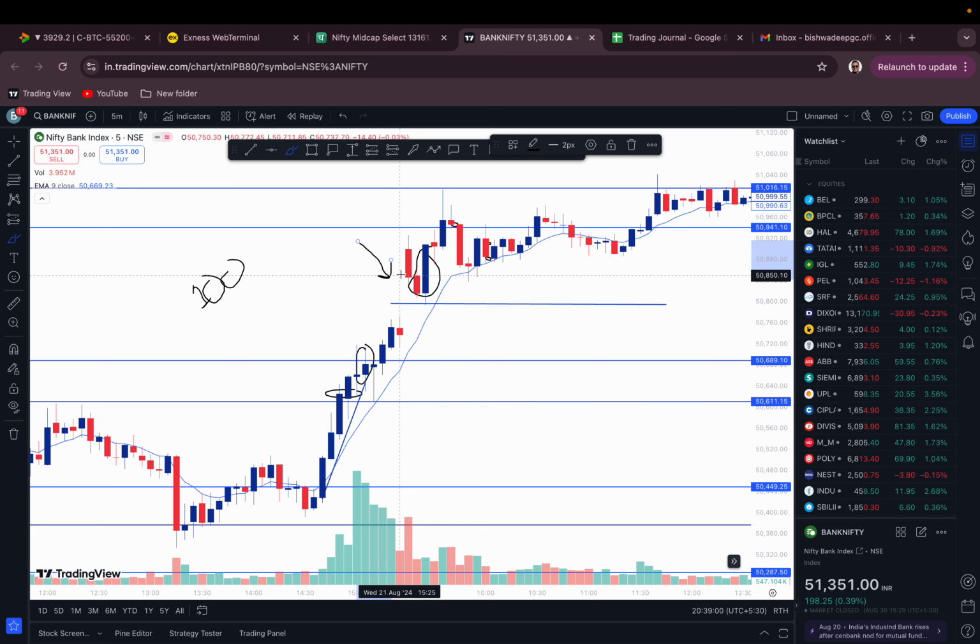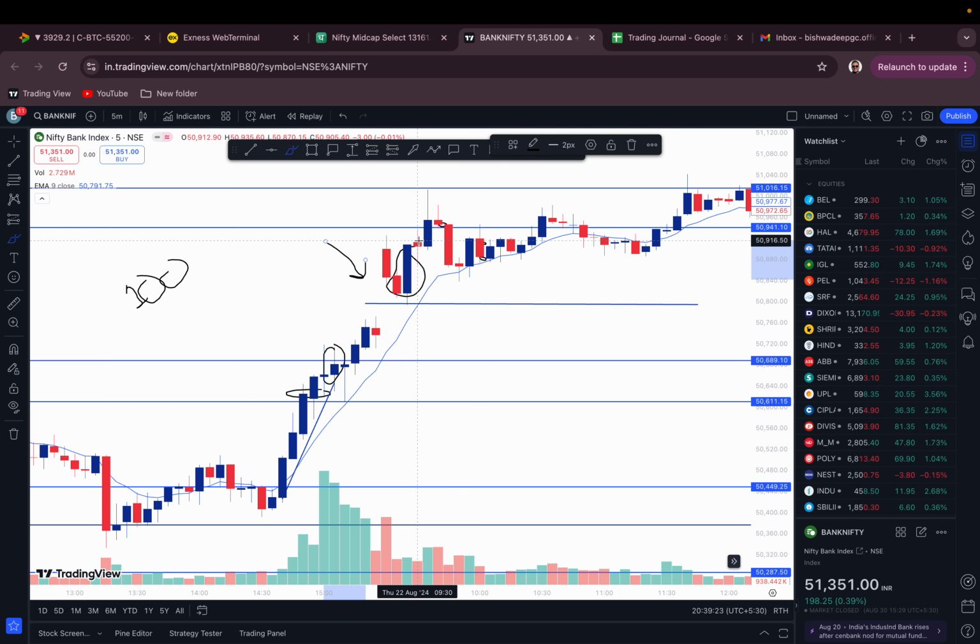There is a little bit of downtrend on the 15 minutes time frame. This is my 5 minutes time frame. Whenever you take the 15 minutes time frame, these three candles will form one candlestick, and it will come to the 15 minutes time frame. So on that basis I took the trade.